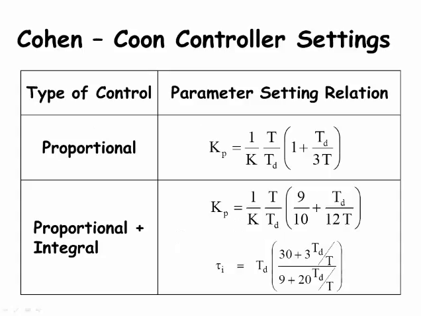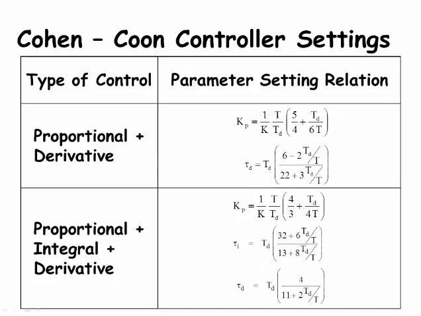This slide shows the equations to use to calculate Kp if using proportional control only, and the equations to calculate Kp and tau I if using proportional plus integral control. The equations are also in the course packet. This slide shows the equations to use to calculate Kp and tau d if using proportional plus derivative control, and the equations to calculate Kp, tau I, and tau d if using proportional plus integral plus derivative control.